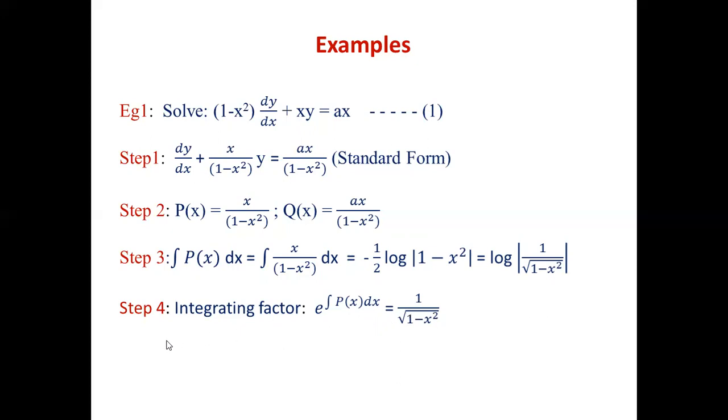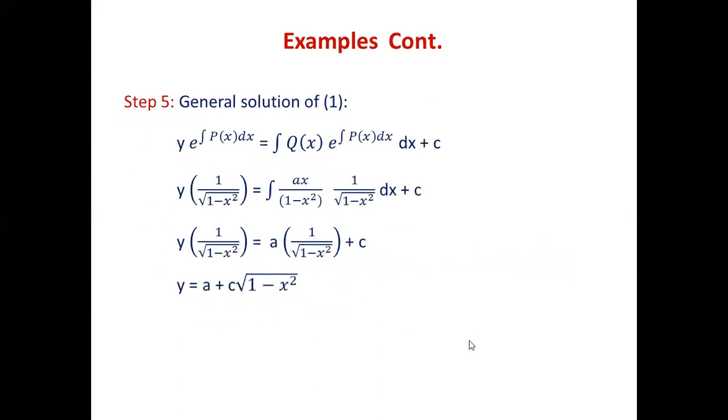So now in the fourth step, we have to find out the integrating factor, which is obtained by writing e power integral p of x dx. So e power log 1 by root over 1 minus x square is just equal to 1 by root 1 minus x square. So now we are ready to write the general solution of the given differential equation. So this is the general solution.